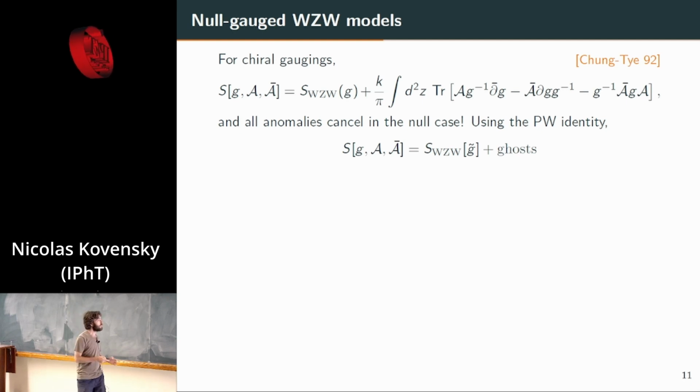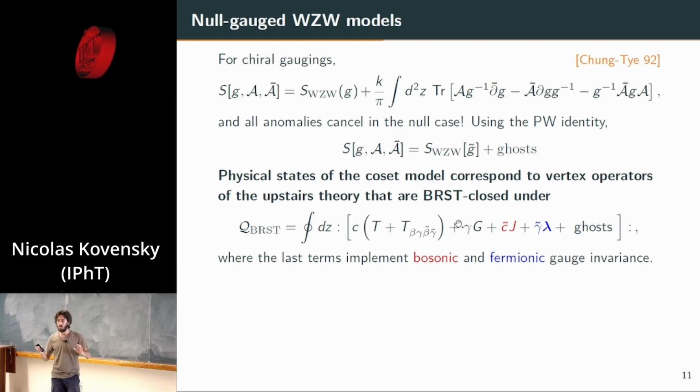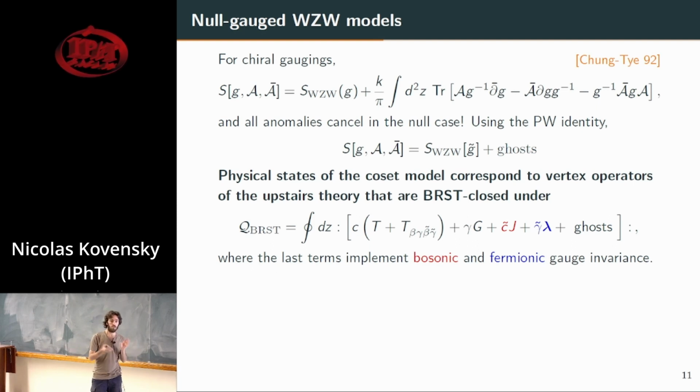And that's nice because it tells me that when I quantize the theory using BRST quantization, I get the usual T and G terms in the BRST quantization of worldsheet strings, and then I get extra terms, Cj and lambda, gamma lambda, which just impose gauge invariance on the vertex operators. They impose that the vertex operators don't transform under the currents that I'm gauging, or their fermionic partners.